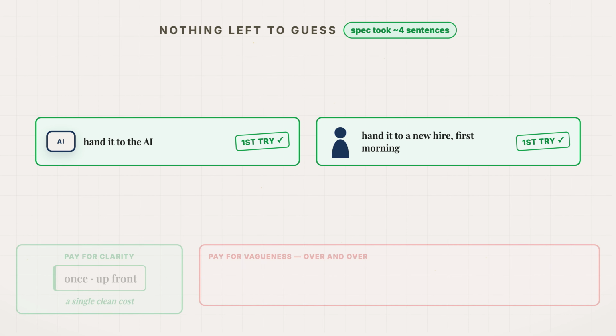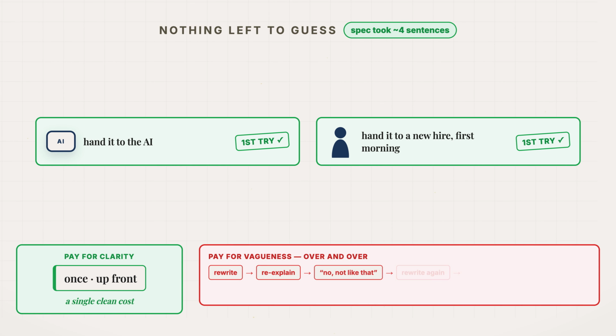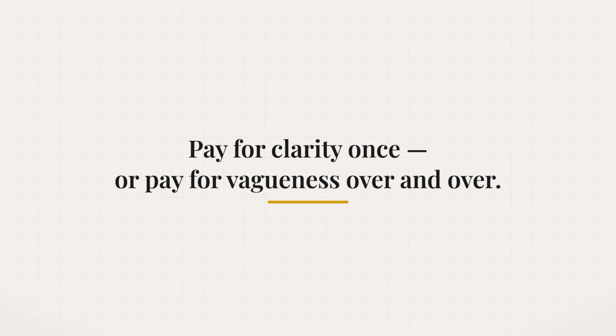And notice it took about 4 sentences to write. The defining isn't the slow part. Skipping the defining is what makes everything downstream slow. The rewrites, the re-explaining, the "no, not like that" you say 5 times. You pay for clarity once, up front, or you pay for vagueness over and over.